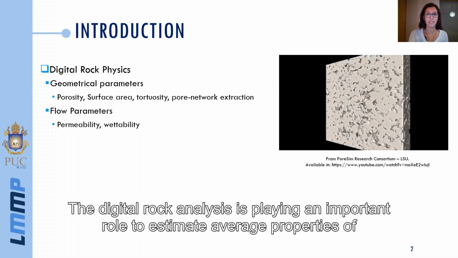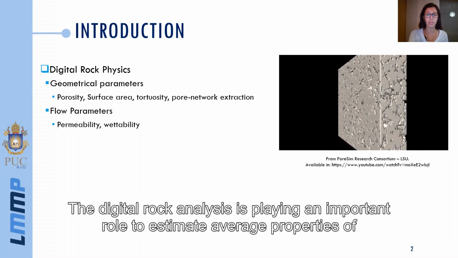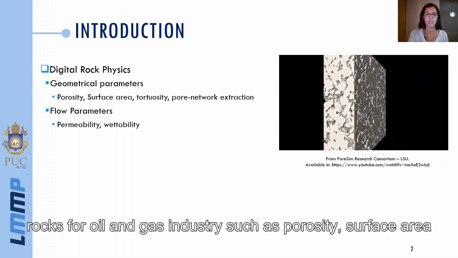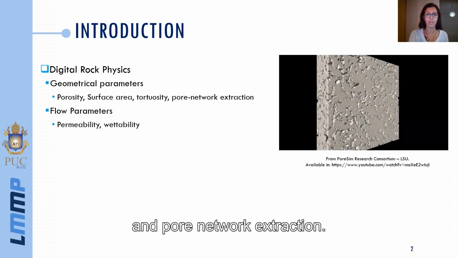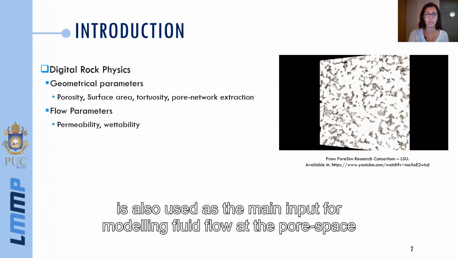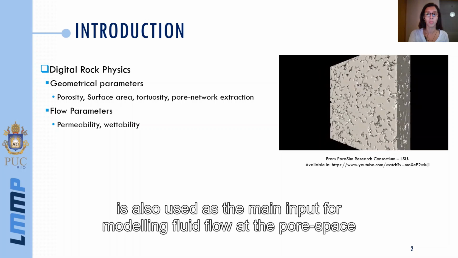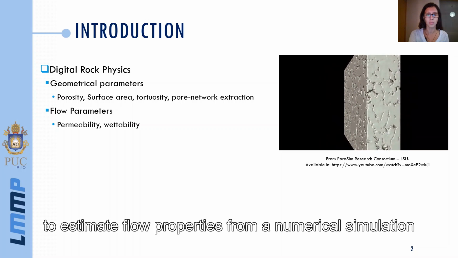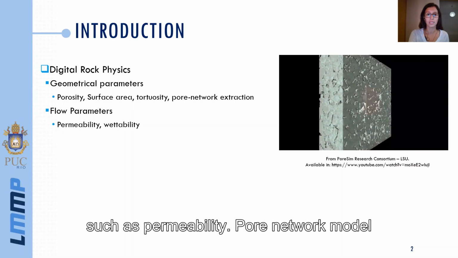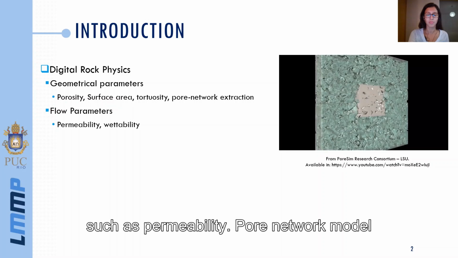Digital rock analysis plays an important role to estimate average properties of rocks for the oil and gas industry, such as porosity, surface area, and pore network extraction. Micro-CT image is also used as the main input for modeling fluid flow at the pore scale to estimate flow properties from a numerical simulation, such as permeability.